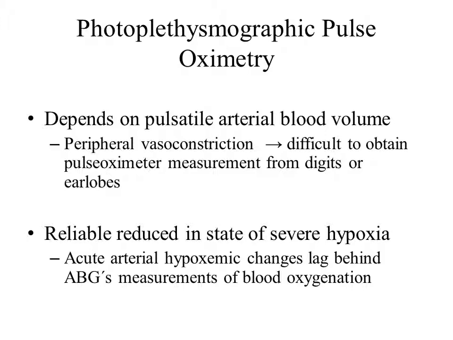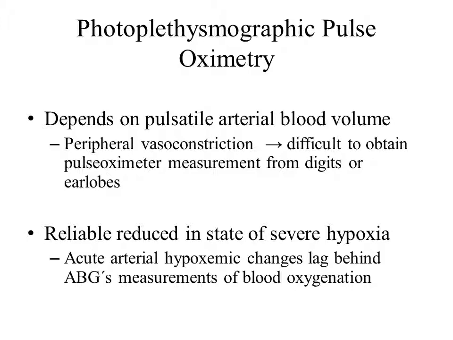Peripheral pulse oximetry depends on pulsatile arterial blood volume. And I, as a certified registered nurse anesthetist working in the anesthesia care unit and in critical care, know, as it is well known in the literature, that peripheral vasoconstriction makes it difficult to obtain pulse oximetry measurements from fingertips or the ear lobes, because the pulse oximetry depends on pulsatile arterial blood flow volume.